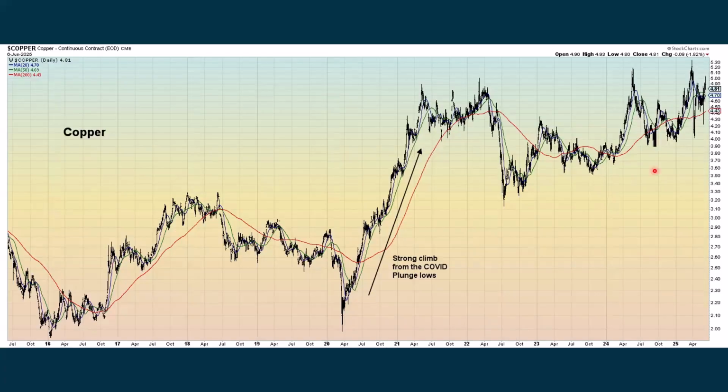Copper, and we look at this because this can be used as a general barometer for the economy. If the economy looks good, copper tends to go up. If the economy is not looking very good, copper tends to go down.